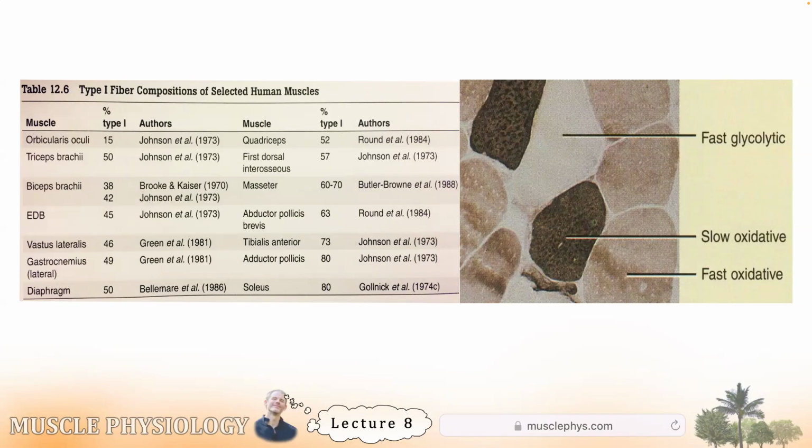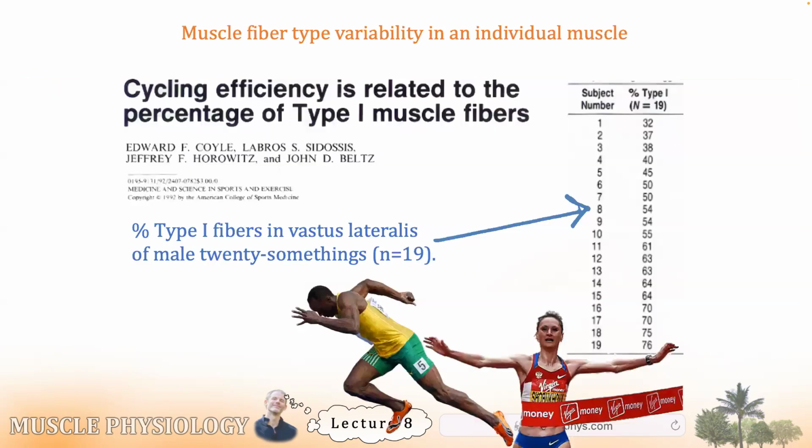The triceps brachii, triceps up in your arm, maybe half and half in that one. The soleus, that's the lower right muscle in the table. The sandal of your calf, that one is about 80% type 1. So the muscle fiber composition varies between muscles. It also varies based on the individual in a single muscle.